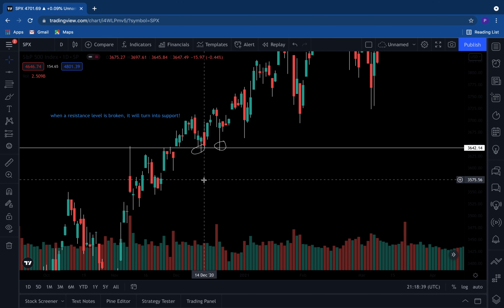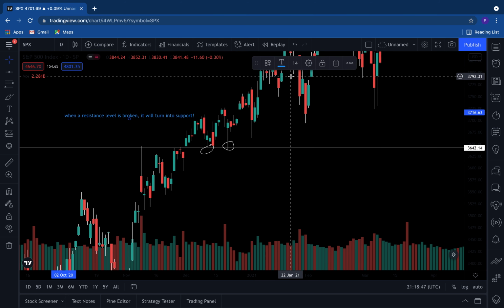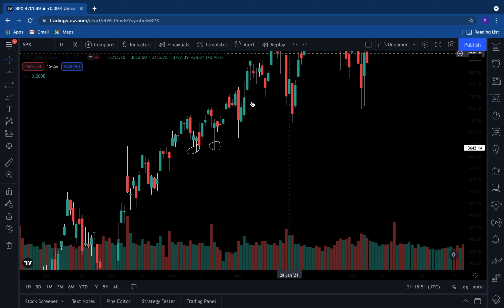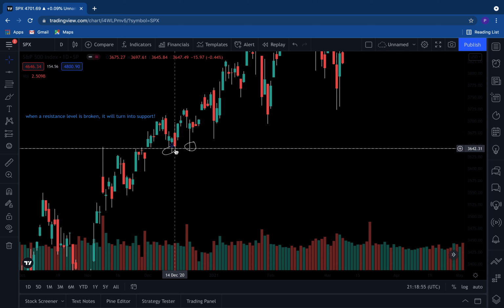That's support and resistance 101. This is what I'm teaching you guys. That you need to know. You must know that. When a resistance level is broken, it will turn into support, right? Oh, let me put that back. Okay. We have a retest here.